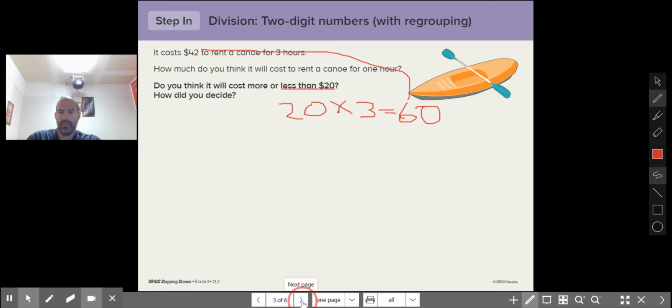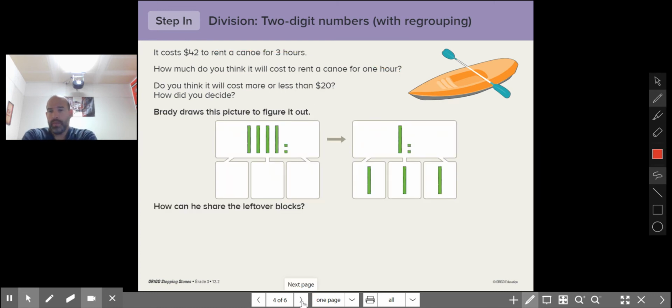All right, now, look here. Brady draws this picture to figure it out. He took 42 and he divided it into 3 equal groups. And how did he do that? He started out by putting 1 ten in each group. 10, 10, 10, right? And that's represented here. But he was left over with 12 still to go.